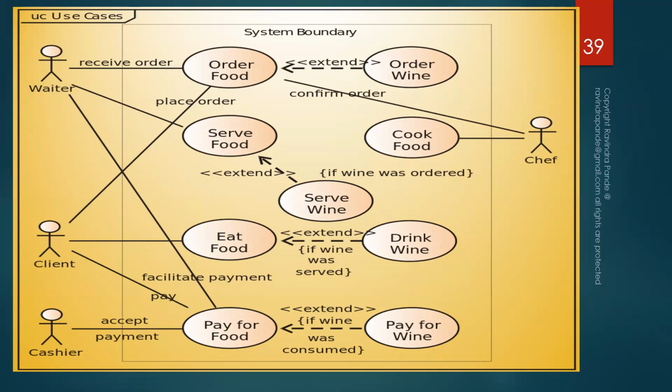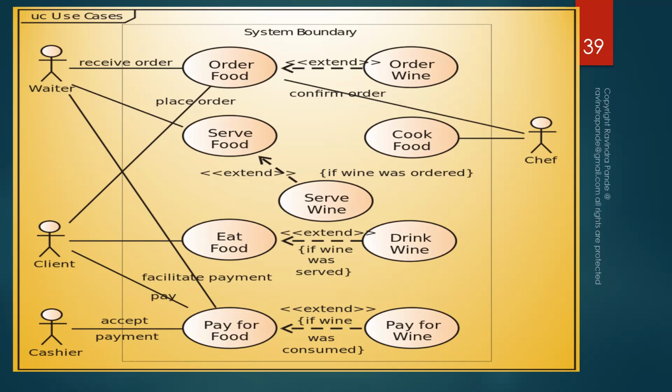Sometimes yes, sometimes no. But whenever this person, the client or the customer, orders food, the waiter informs the chef, and the chef cooks the food. Then after the chef has cooked the food, the waiter serves the food, and then if wine has been ordered, serves the wine. If wine has not been ordered, you don't have to really work on that use case, but it's a kind of optional use case.